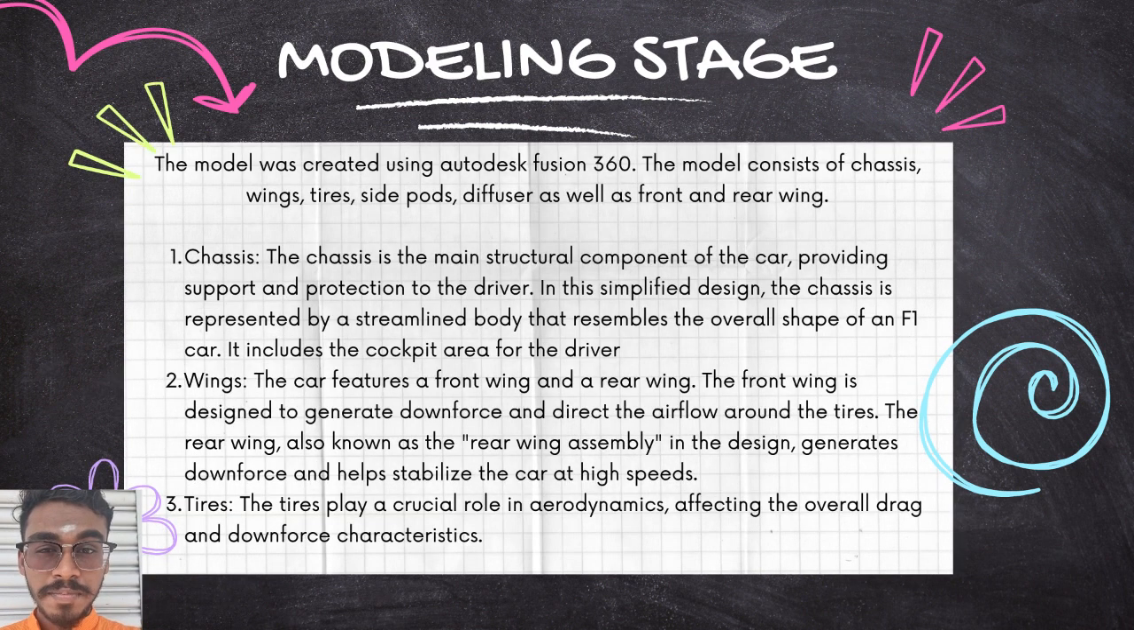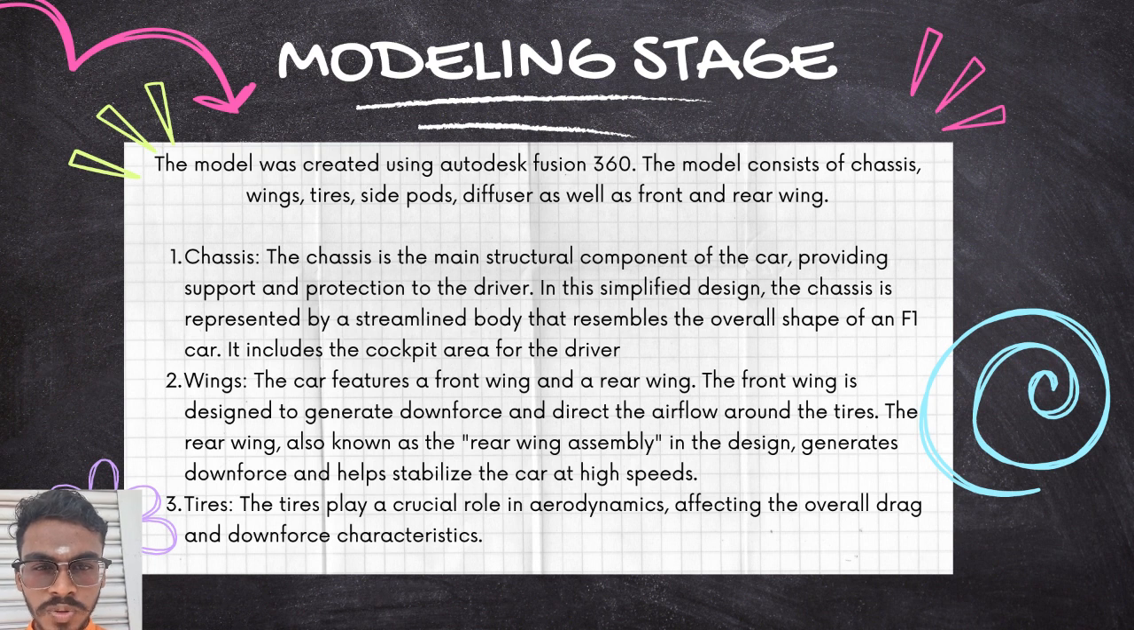I'm about to explain the modeling stage. The model was created using Autodesk Fusion 360. The model consists of the chassis, tires, side pods, diffuser, as well as the front and rear wings. The chassis is the main structural component of the car, providing support and protection to the driver. In this design, the chassis is represented by a streamlined body that resembles the overall shape of the F1 car. It includes the cockpit area of the driver, and the rear wing and front wing are also attached to the chassis of this car. The front wing is designed to generate downforce and direct the airflow around the tires.